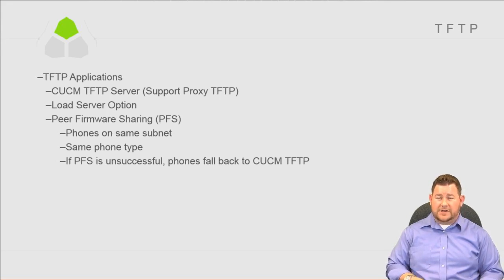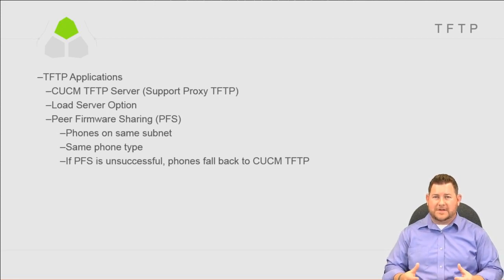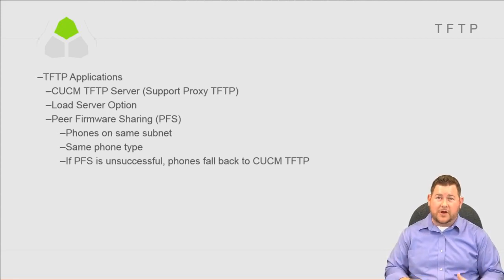The load server option, you can specify on the phone configuration page, will allow you to point to a non-CUCM TFTP server. It just has to run the TFTP protocol, that's all. So you just specify that in the phone configuration page, and that will allow the phone to download its configuration files from this other server. That's really all that amounts to.